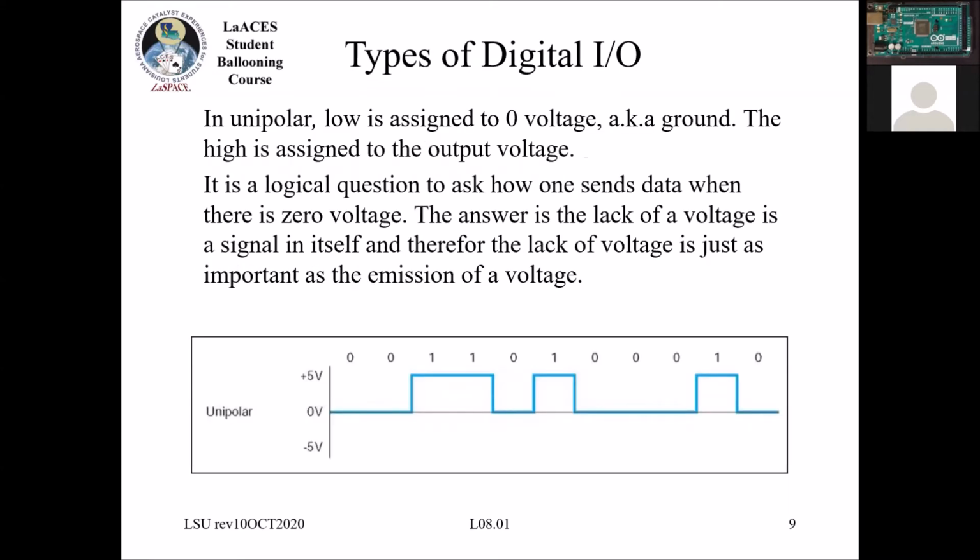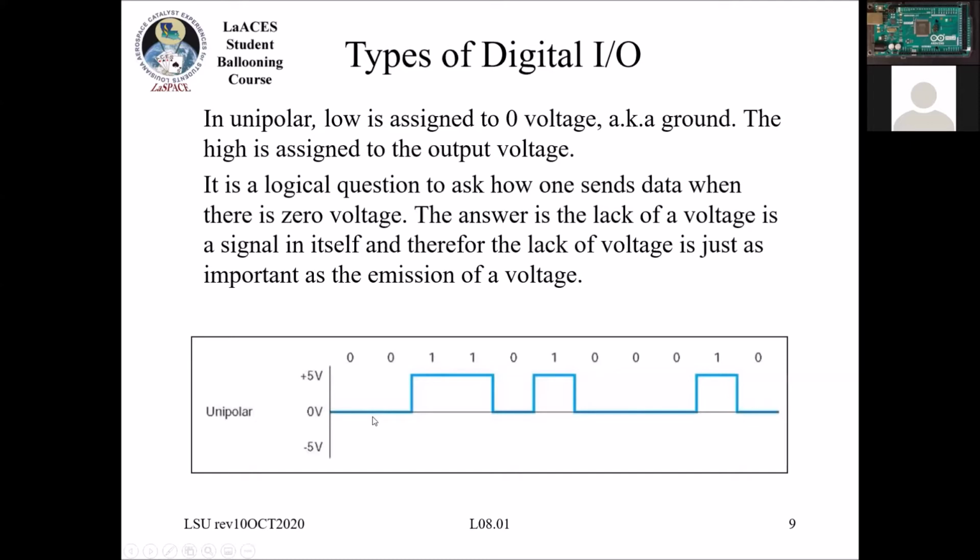Right, so in our unipolar case, we only go between 0 and 1, or 0 and positive. So when it's at 0 voltage, it's considered a digital 0. When it jumps up to the high voltage, in this case we're just showing 5 volts, but you know, there are other logic levels. This could be 3.3 volts. It could be 12 volts. It's considered a 1.